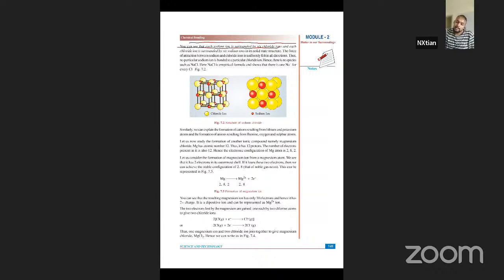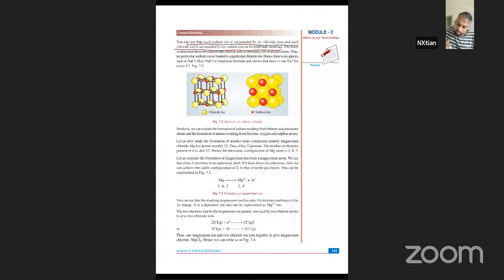Okay. So you can understand it like this. Each sodium atom is surrounded by six chlorine atoms, and each chlorine atom is surrounded by six sodium atoms. So like this, there is a formation of that. Now this will be considered as Mg plus 2.